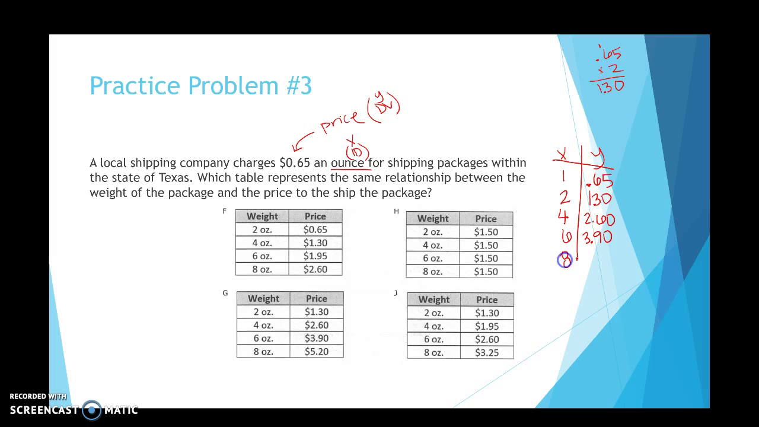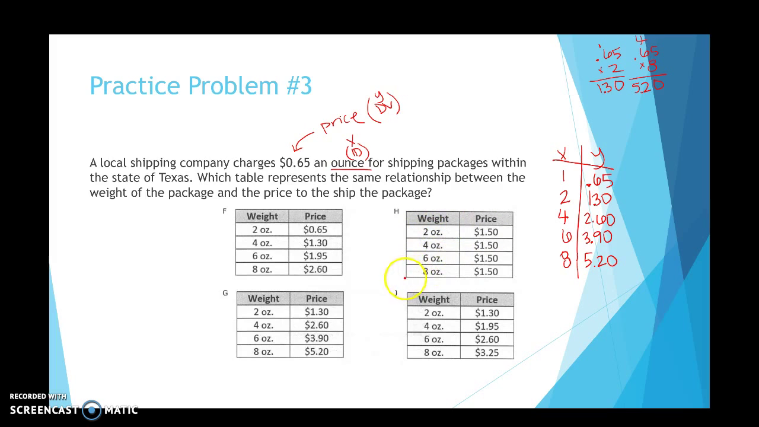Let's do 8 as well. For 8, I can multiply 0.65 times 8, or I can double my amount for 4, but either way. 8 times 5 is 40. 8 times 6 is 48, plus 4 is 52. 2 numbers to the right of the decimal, so $5.20. Now that I have my table, let me find the correct match.